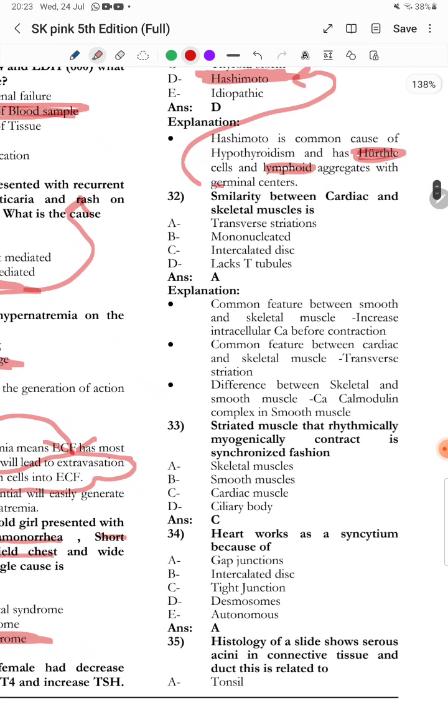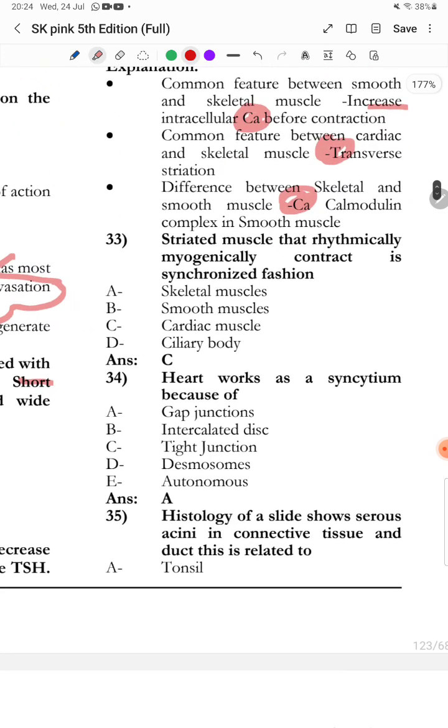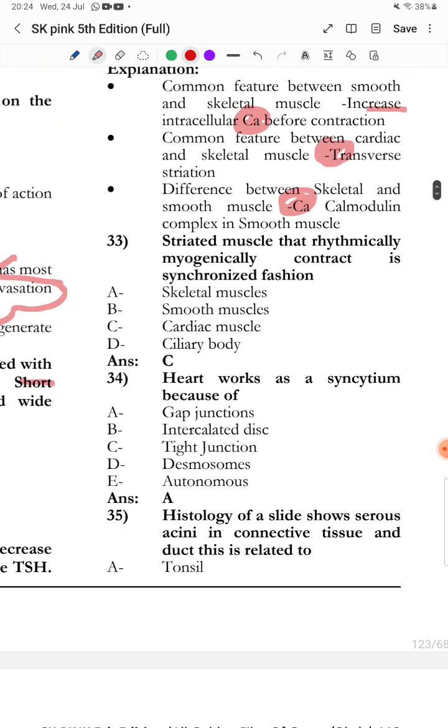The next is similarity between the cardiac and the skeletal muscle: both have transverse striations in them. Common feature between the smooth muscle and the skeletal muscle is increased intracellular calcium before contraction. Common feature between the cardiac and the skeletal muscles is transverse striation. Difference between the skeletal and the smooth muscle: calcium calmodulin complex in smooth muscles. Striated muscles that rhythmically, myogenically contract in a synchronized fashion are cardiac muscle. Heart works as a syncytium because of its gap junctions.